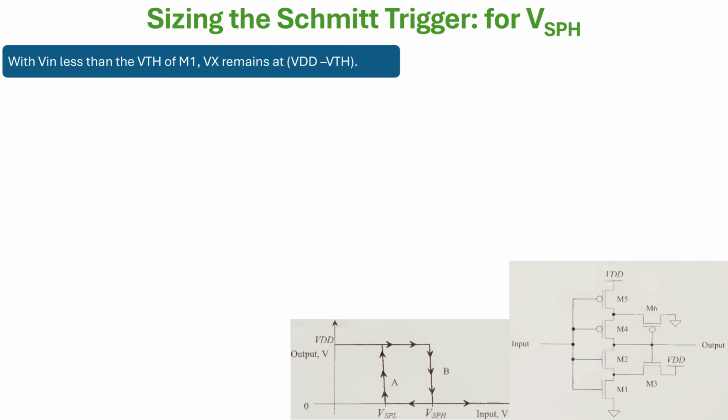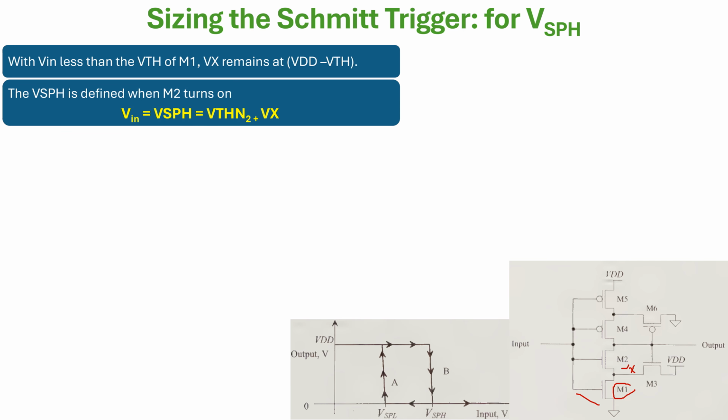Okay, so see, with Vin lesser than VTH, this Vx remains at VDD minus VTH. We observed it. It floats, but it remains at VDD minus VTH for Vin lesser than VTH of this M1. The VSPH, the switching point, is defined when this M2 is turned on, we said, correct? And what is the voltage we defined? That is Vx plus VTH of M2.